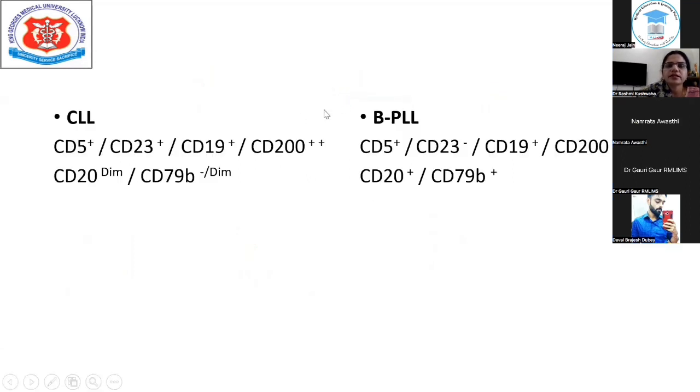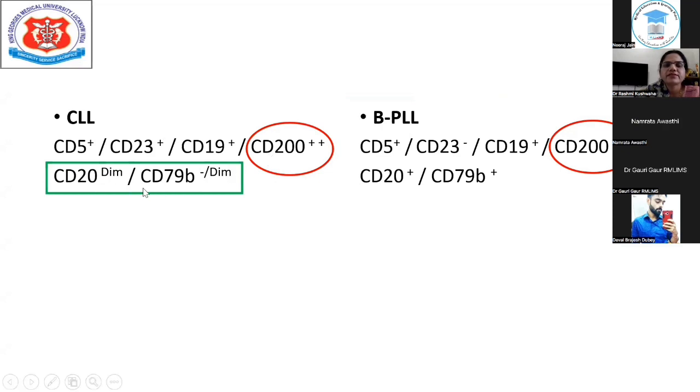So here, an important point on how to differentiate chronic lymphocytic leukemia from pro-lymphocytic leukemia. In both, CD5 is brightly positive. But when we compare CD200, CD200 is very bright in cases of chronic lymphocytic leukemia, and CD200 is absent in pro-lymphocytic leukemia.